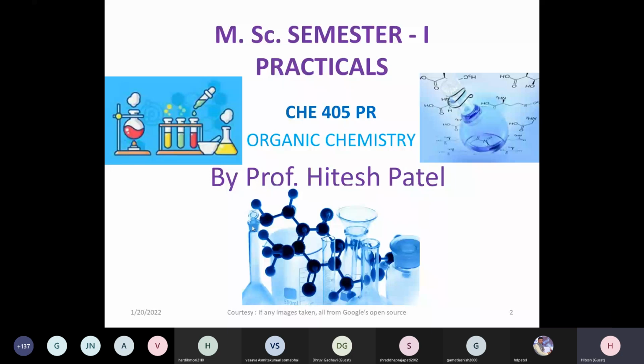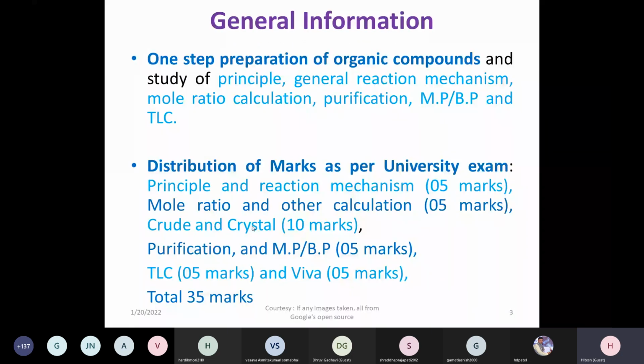General information for the organic chemistry practical. In MSc semester 1, we are having practicals called organic preparation. All organic preparations are one-step organic preparations. One-step organic preparation means you have to complete the reaction in one step only. Suppose you want to synthesize a compound, then you carry out a reaction, either nitration, bromination, esterification, alkylation, acylation, whatever, but one step reaction only.